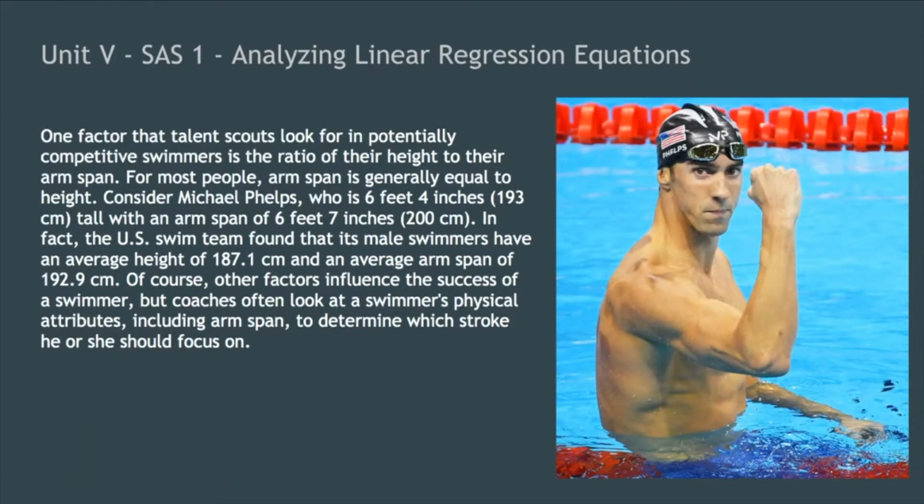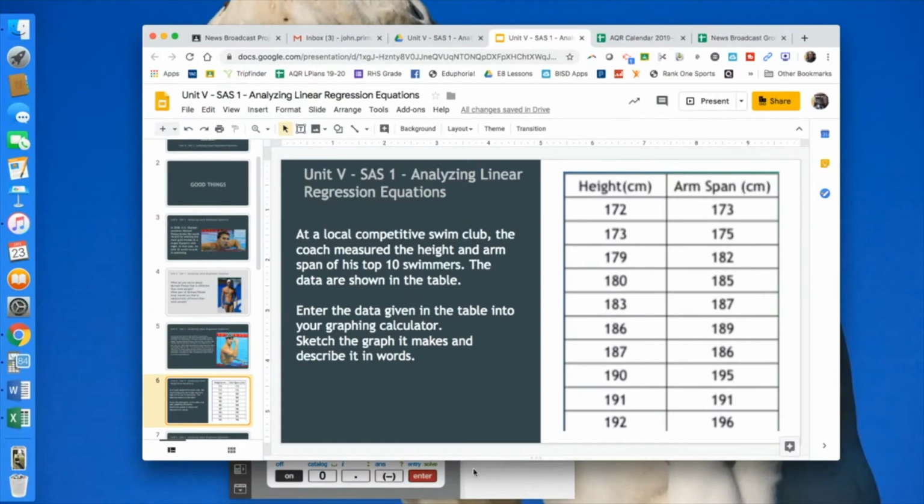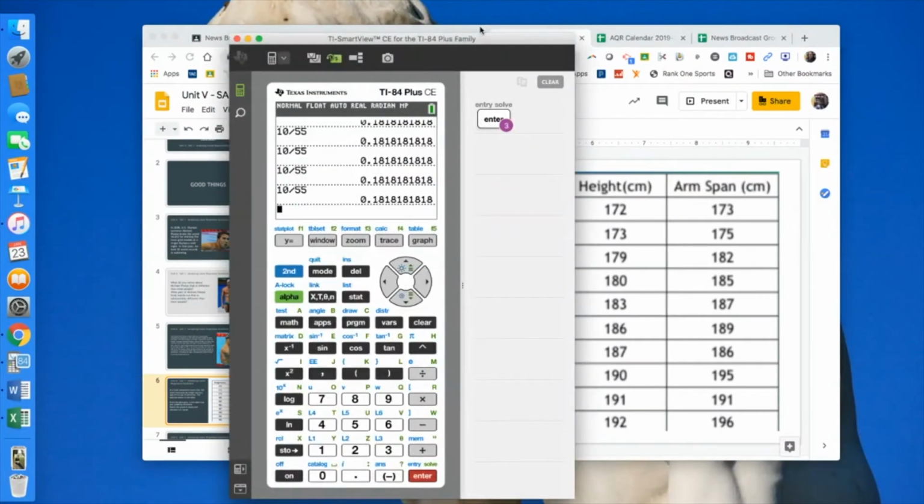That's a 5.8 centimeter difference. Now, of course, other factors influence the success of swimmers, but coaches often look at a swimmer's physical attributes, specifically arm span, to determine which stroke he or she could focus on. All right, so at a local competitive swim club, the coach measured the height and arm span of his top 10 swimmers. We're going to enter the table into a graphing calculator, sketch the graph it makes, and describe it in words, okay?